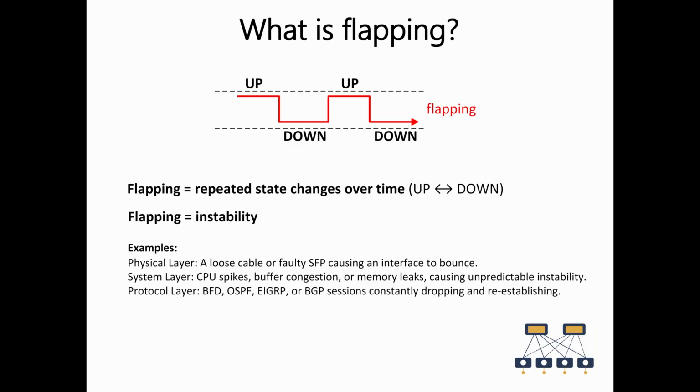Flapping, or network instability, can happen at different layers. At the physical layer, for example, a loose cable or a faulty SFP causing an interface to bounce. At the system layer, for example, CPU spikes, buffer congestion, or memory leaks causing unpredictable system instability. And flapping can also happen at the protocol layer. For example, BFD, OSPF, EIGRP, or BGP sessions constantly dropping and reestablishing.